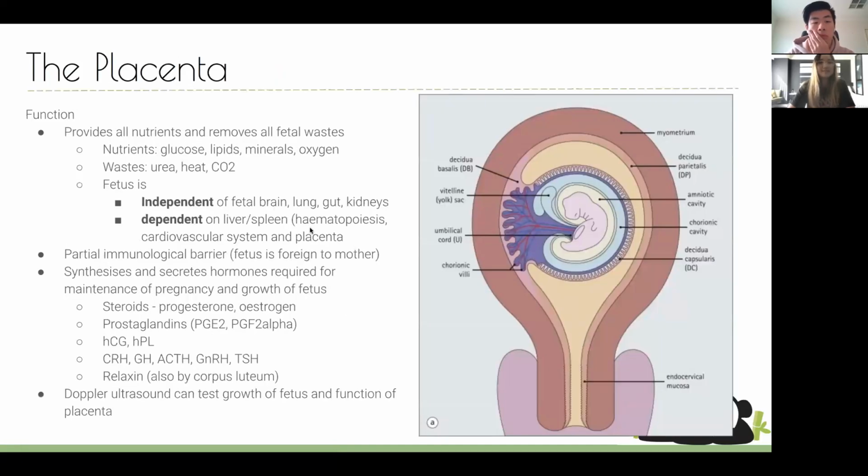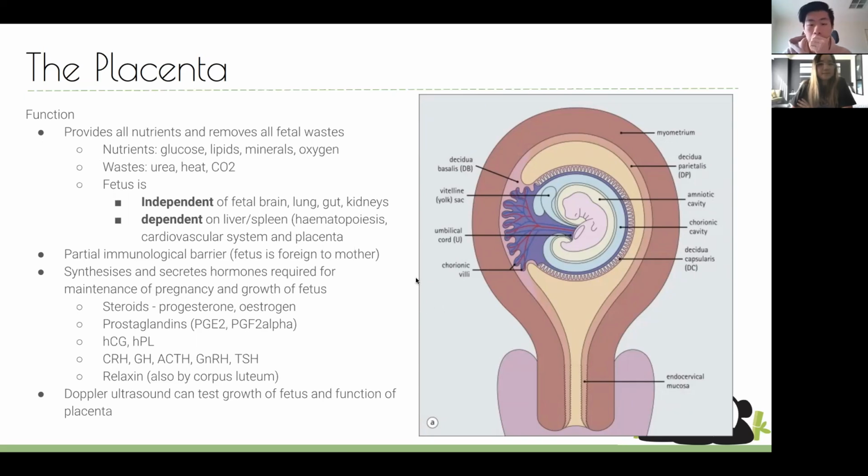The placenta. So that's this guy right here. It provides all the nutrients and removes all the fetal waste. So some of the fetal nutrients would be glucose, lipids, minerals, oxygen. Wastes include urea, heat, CO2. And they say that the fetus is independent of the fetal brain, lung, gut, kidneys. So these things aren't developed, and they need to develop before the fetus grows up. But they are dependent on the liver and spleen. So these are things that are already working in the fetus.